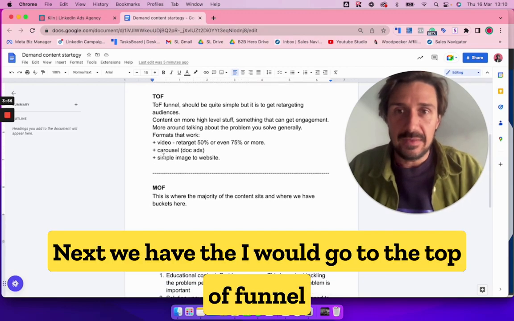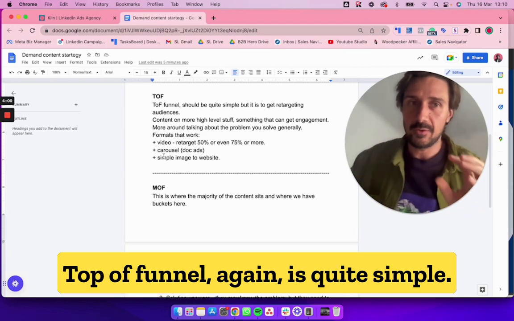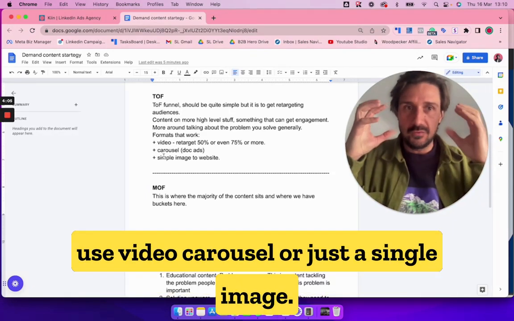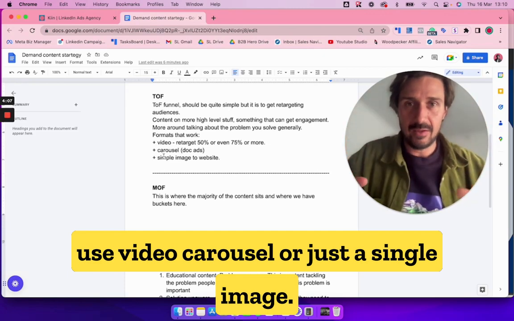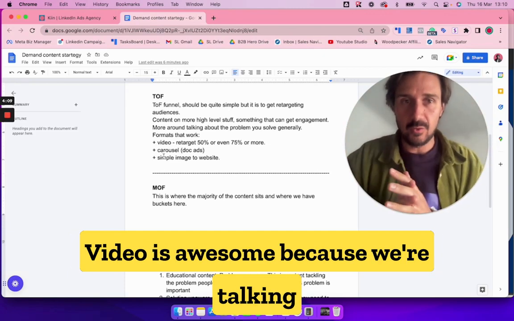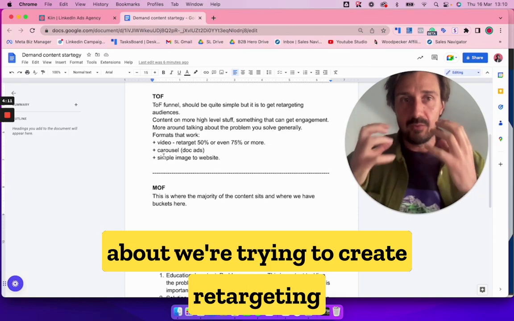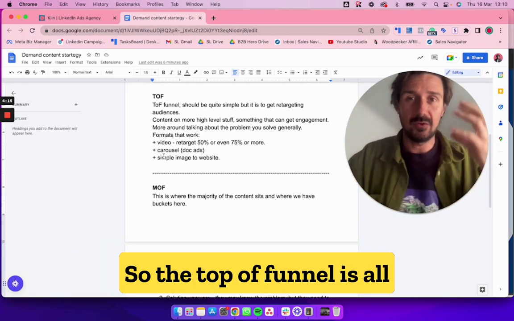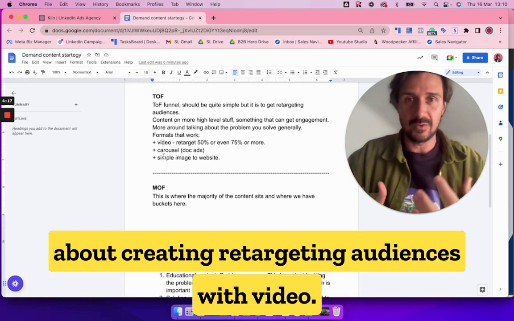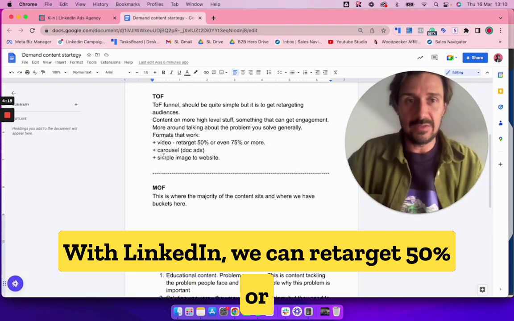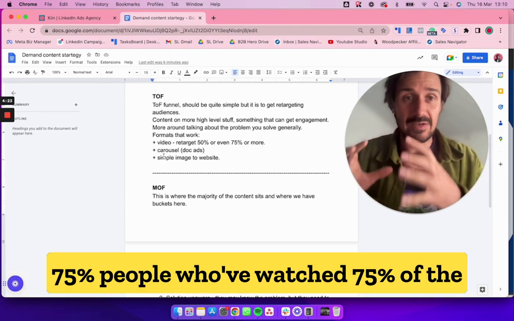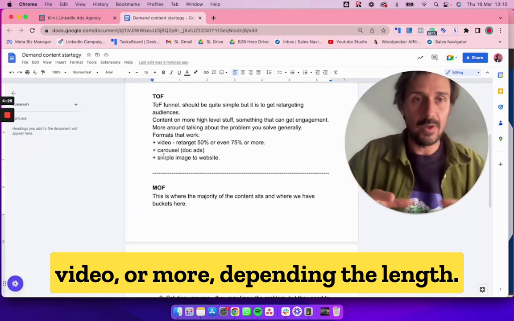Next, I would go to the top of funnel, and we'll get to the middle of funnel in a minute. Top of funnel, again, is quite simple. I would use video, carousel, or just a single image. Video is awesome because we're trying to create retargeting audiences from the top of funnel. So the top of funnel is all about creating retargeting audiences. With video on LinkedIn, we can retarget people who've watched 50% or 75% of the video or more, depending on the length.